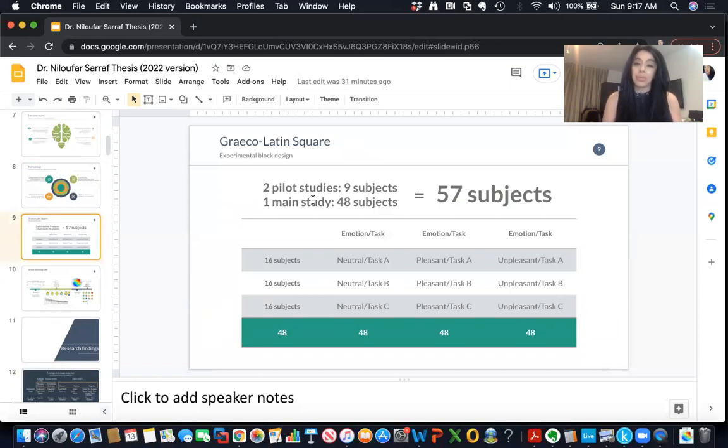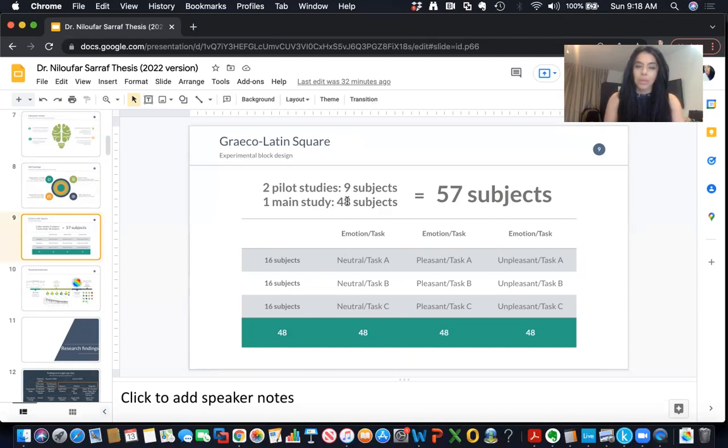The main study consisted of 48 participants, mainly because for this block design to be established, I needed to have a specific number of participants or subjects. And I could have gone a little bit lower, but I wanted to make sure that this study really had enough participants so that I could actually make some claims, because this thesis was one of its kind, and I didn't want it to be wishy-washy. I wanted to make sure that it's very, very well thought through.